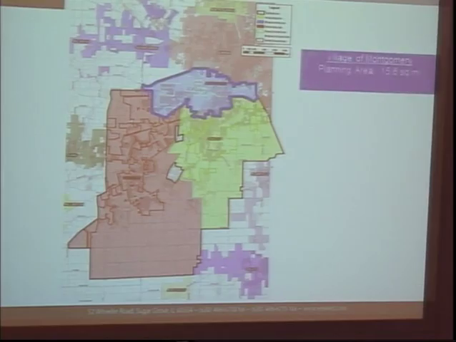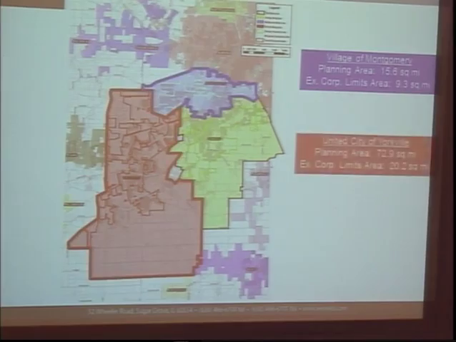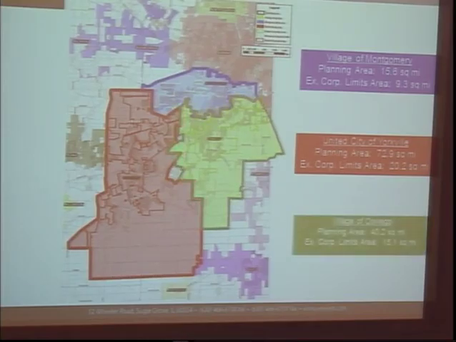So Montgomery, you obviously know, because we already talked about that, your planning area. Yorkville ends up being the largest of the three. Their overall planning area is just under 73 square miles right now. Their existing corporate limits take up about 20 square miles within that planning area. Oswego is in between both. Their planning area is around 40 square miles, and their existing corporate limits is around 15.